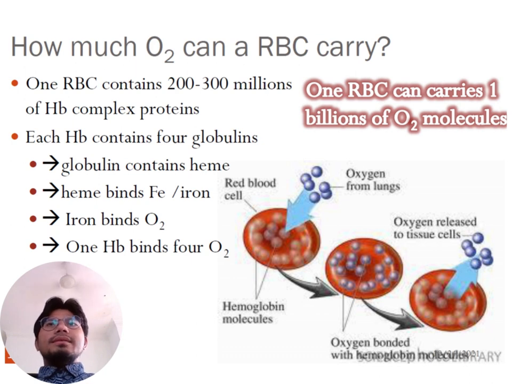A human blood system contains about 200 to 300 million hemoglobin. As I said before, one hemoglobin contains four globular proteins, where each protein is attached with ferrum. That ferrum can bind to one oxygen. So one hemoglobin can carry up to four oxygen molecules.